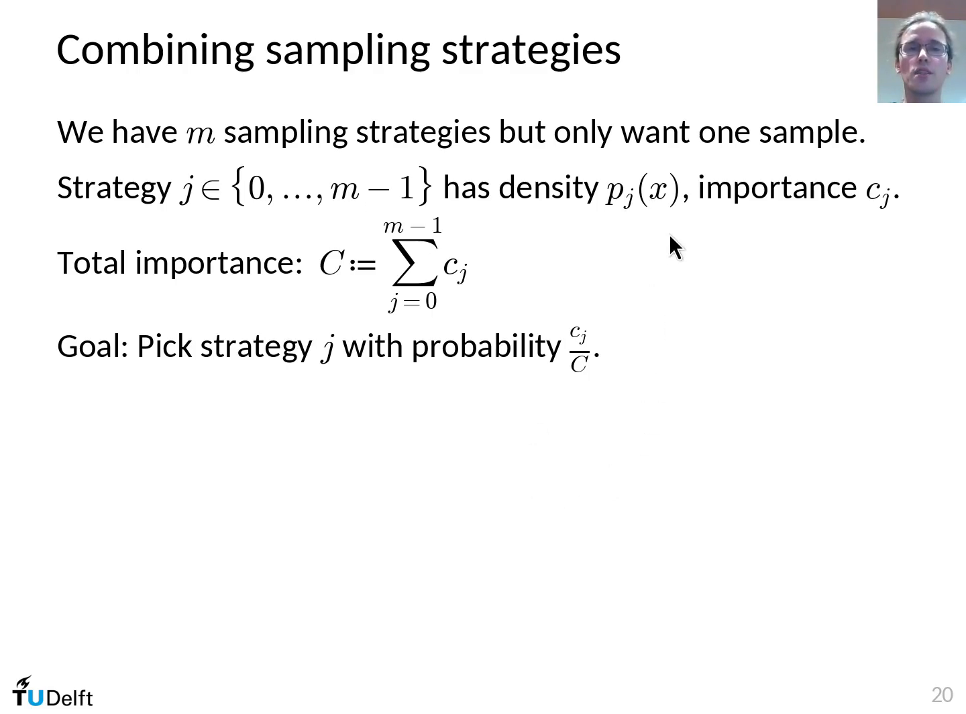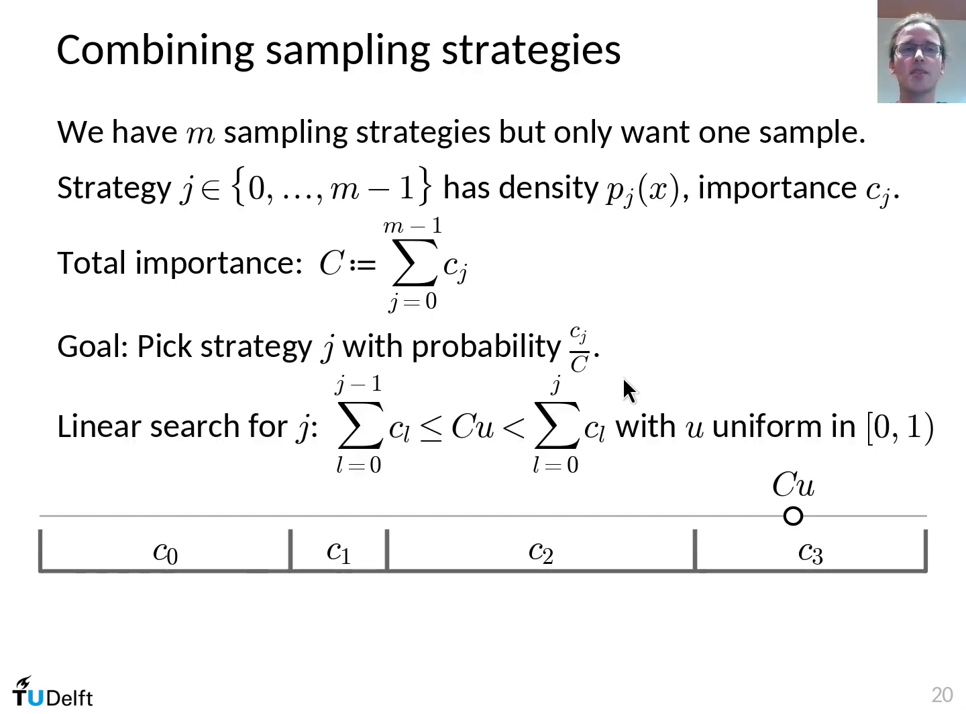To do so, we assign an importance to every one of these strategies. This is simply some positive number. And of course, we also know the density for each of the sampling strategies. Then we can compute the total importance, which is simply the sum of the individual importance values. And then we want to pick one of the sampling strategies with index j with a probability that is Cj divided by capital C. So this is the importance of this sampling strategy divided by the total importance.